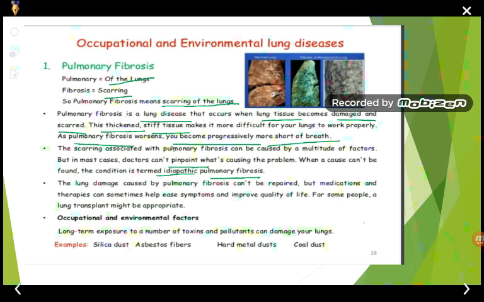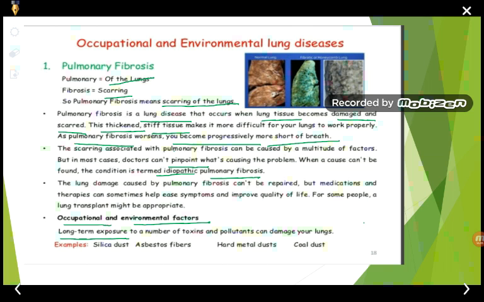So occupational and environmental factors: long-term exposure to a number of toxicants and pollutants can damage your lungs. So what are occupational and environmental factors? These are the factors which injure the lungs, and these factors involve long-term exposure. मतलब सिर्फ एक दिन के लिए आप expose हो and you say I am affected by lung injury, it's not like that.